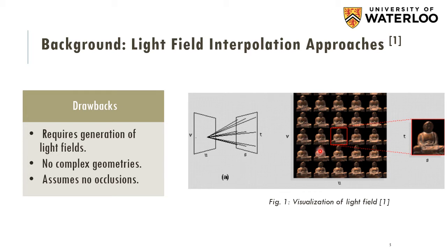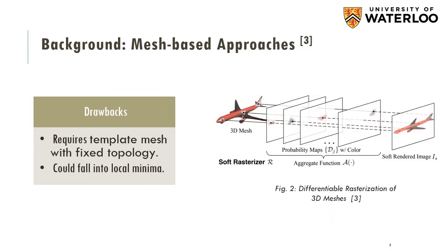2D slices together. The drawbacks of such methods are they require the generation of the light fields, and this is time consuming and memory consuming. They cannot represent any complex geometries, and the most important thing, they assume that there are no occlusions in the scene whatsoever, which hinders their ability to represent real-world scenes effectively.